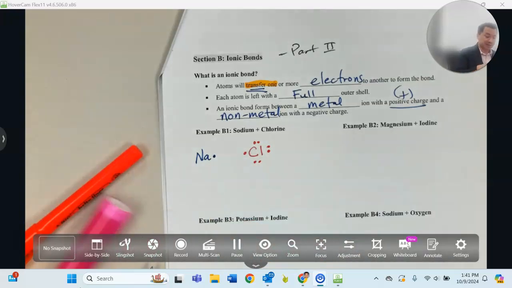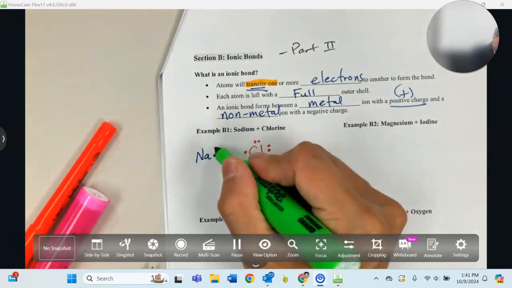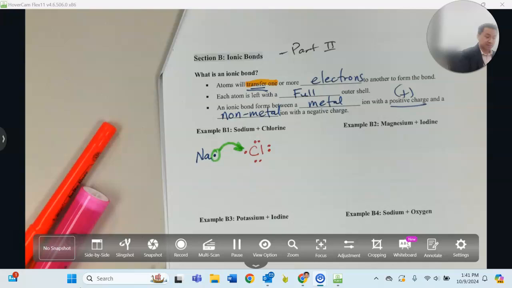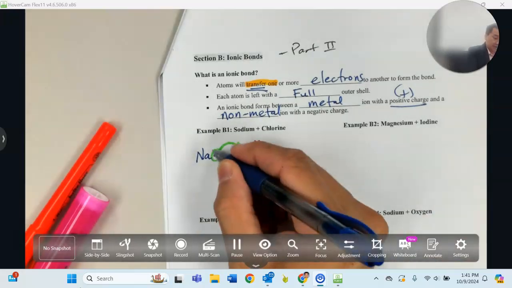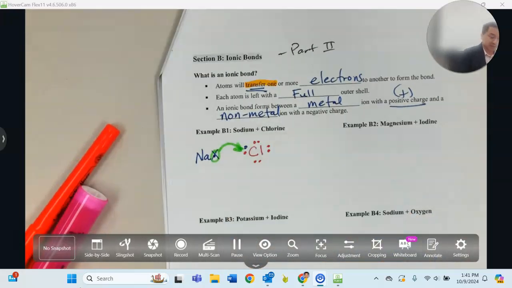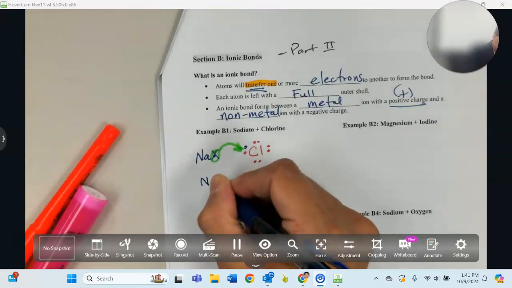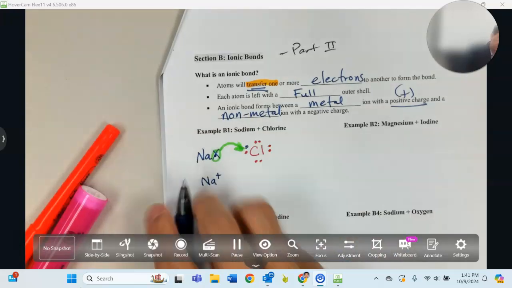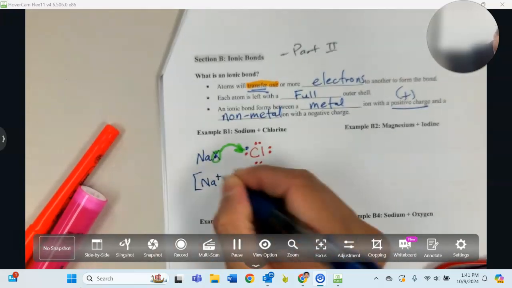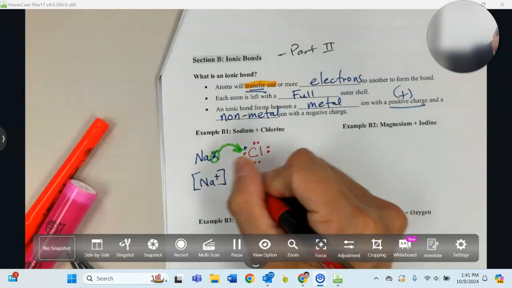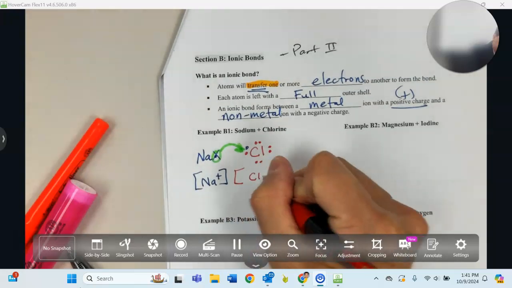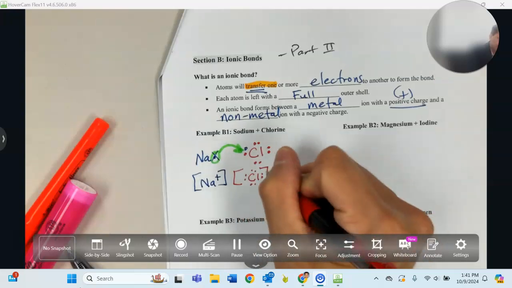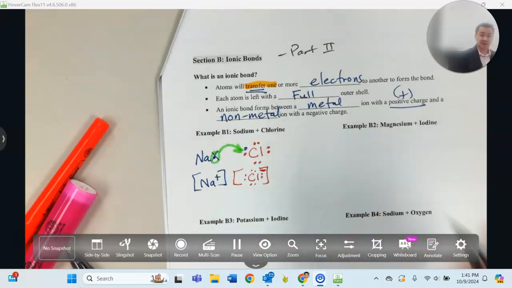All right. So what's going to happen is sodium is going to give chlorine this electron, and now sodium is empty, it's gone, it's moved over here. So sodium lost an electron, so sodium is going to have a +1 charge. Chlorine, on the other hand, you write it in a bracket like that. Now it has a full shell. It gained how many? It gained 1, so it's going to have a negative charge. Put a negative sign inside there.